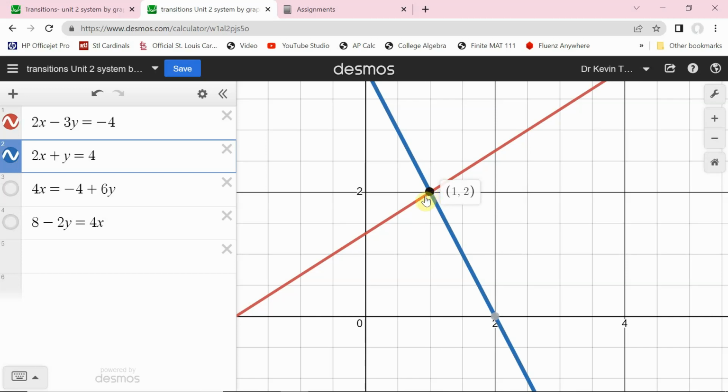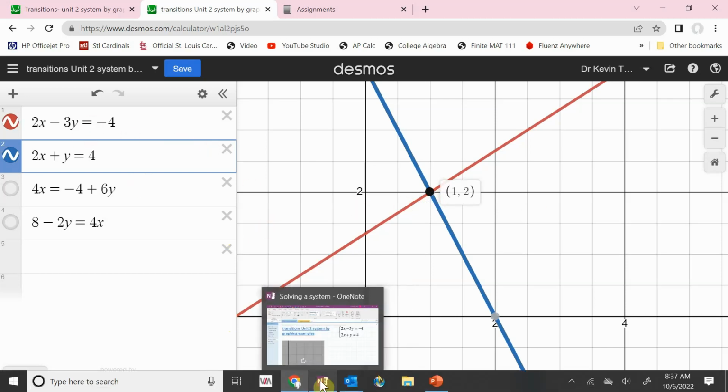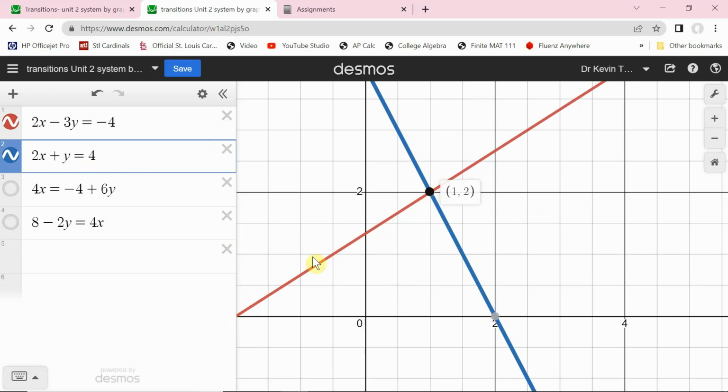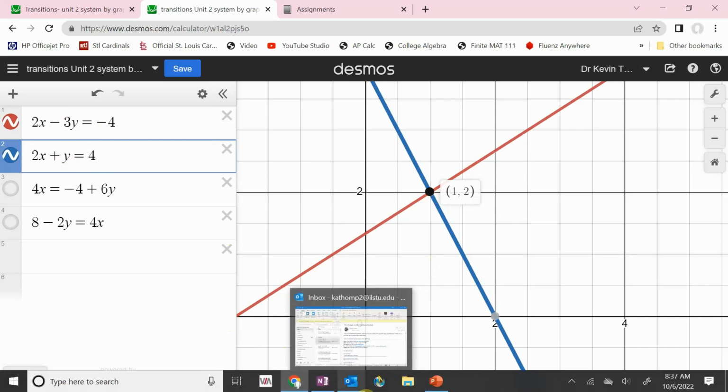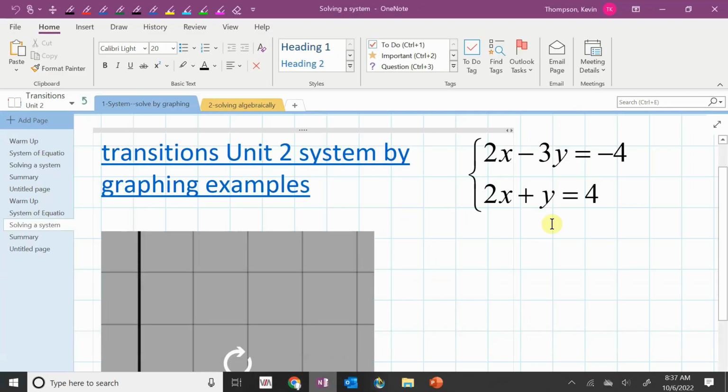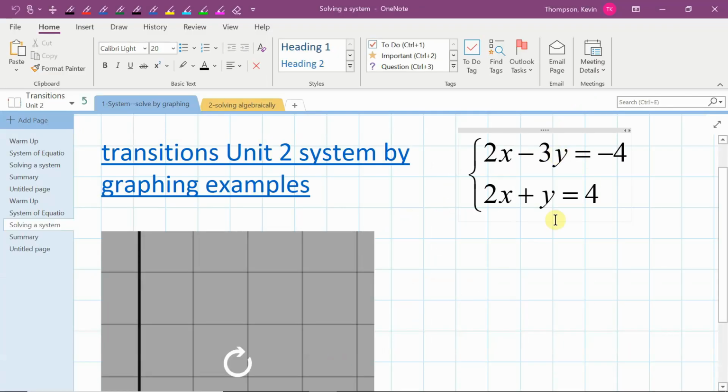Now, it's always a good idea to check it, just to make sure you haven't mistyped it into your calculator. Go back to the very original problem. So when we look at this, it seems to be saying that 1, 2 is a solution to the system. It's a point that makes both of those true at the same time. So if x is 1 and y is 2, is that true?